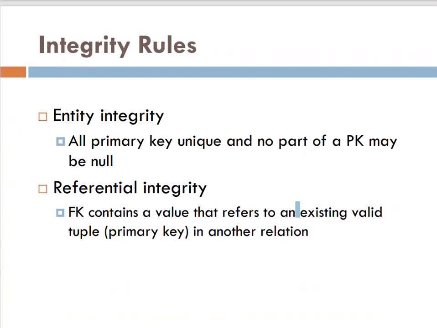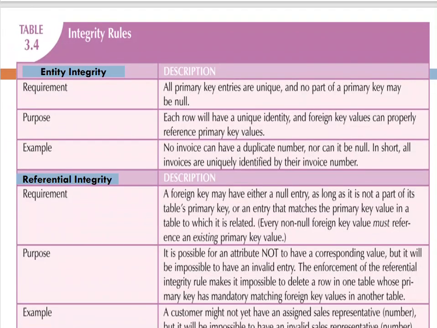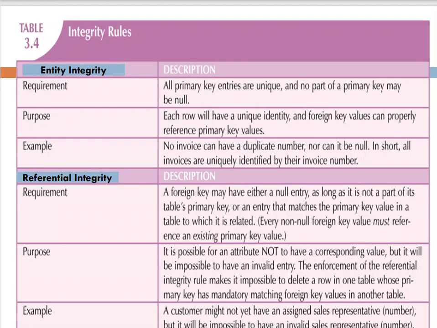Foreign key contains a value that refers to an existing valid primary key in another relation. Maksudnya nilai yang ditunjukkan di bawah attribute foreign key bagi satu-satu table tu, bila kita check satu-satu, nilai tu wujud di dalam table yang mana attribute itu menjadi primary key. Okay, so this is the explanation about entity integrity and referential integrity.